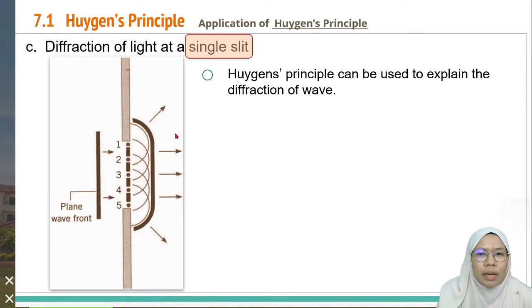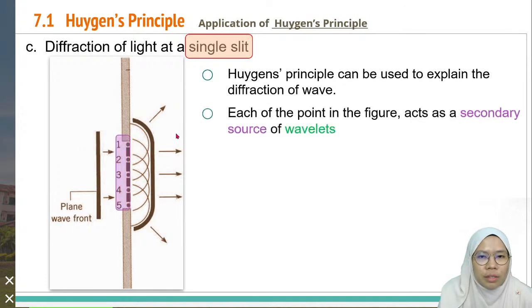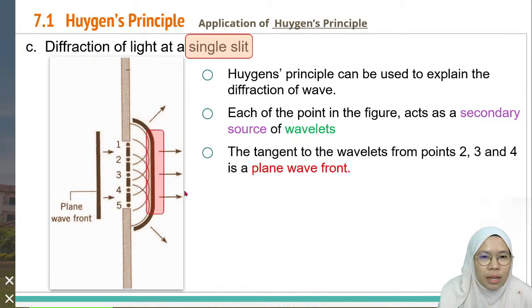So what does Huygens say at first? Each point in the figure acts as a secondary source of wavelets. This is the wavelet. Then the tangent to the wavelets from points 2, 3 and 4 is a plane wavefront. So you can see directly in front of number 1 to number 5 is a straight line.